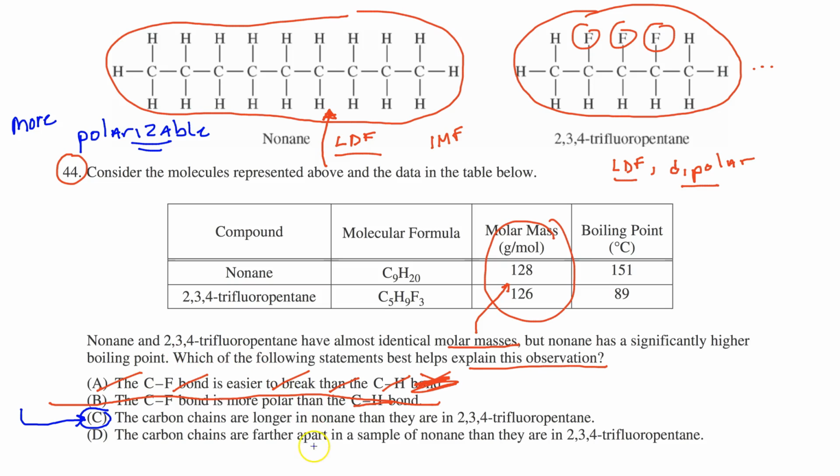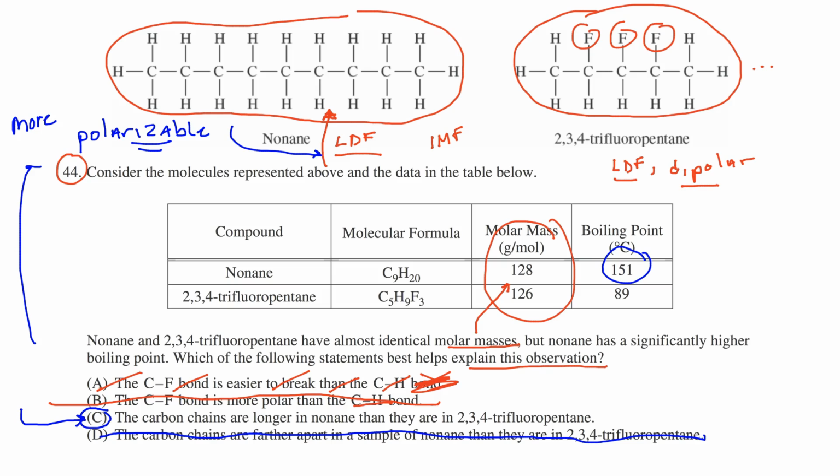D, the carbon chains are farther apart in a sample of nonanes than they are. The carbon chains are farther apart. Okay, not sure where they're after there, but that's a distractor that some people do pick. But C is the answer. C is speaking to the fact that having an elongated shape makes it more polarizable and therefore increases its LDFs greater than the 2,3-trifluoropentane and therefore have a greater boiling point. So 44 was a subtle question talking about the polarizability of the shape, and 44 is C. Now I went over it as if it was a part 2 because I could see that happening.